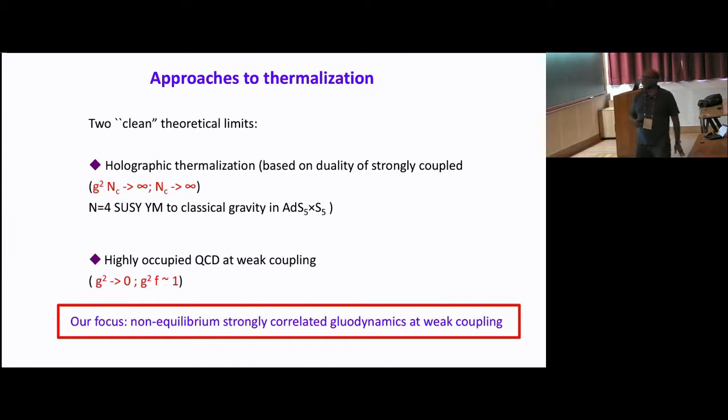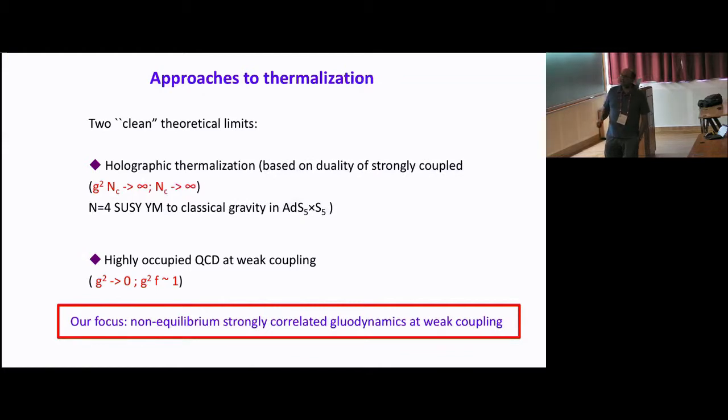Okay, good. So anyway, what I'm going to be talking about is highly occupied QCD. Remember, I said in the class you have high occupancies at weak coupling, and mathematically that corresponds to taking the limit of g squared going to 0, the coupling going to 0. However, g squared times the occupancy is of order 1. So you're looking at very strong fields, even though the coupling is very small.